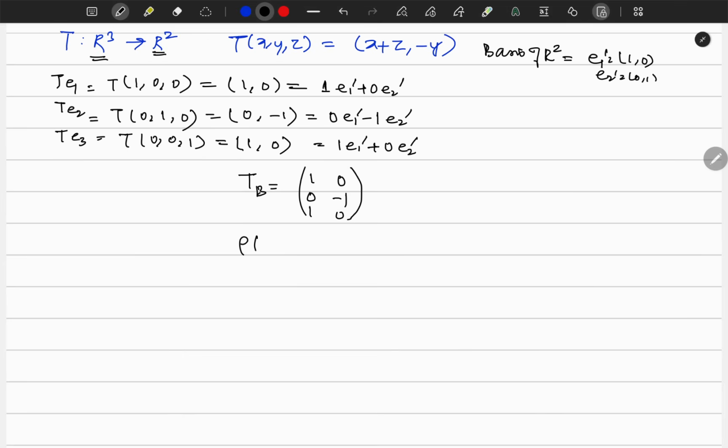So the rank of T of B, if you have to find it, make it into echelon form. You will get [1 0; 0 minus 1; 0 0]. So the rank is 2. Okay. So this is how you can make a matrix with respect to the standard basis. Okay. Sometimes a different basis will be given, so we have to do it in a similar way. But that time E1, E2, E3 will be different.